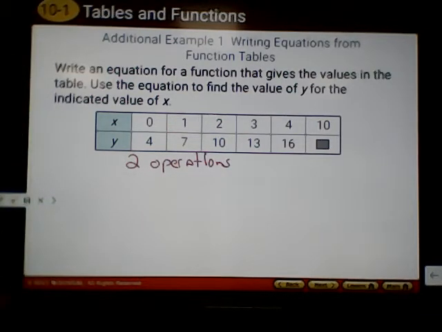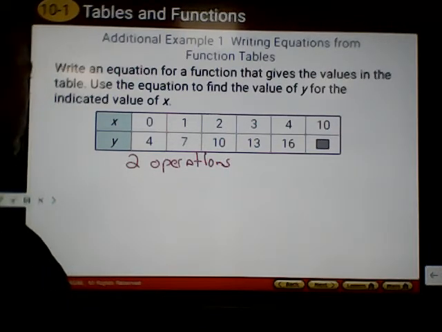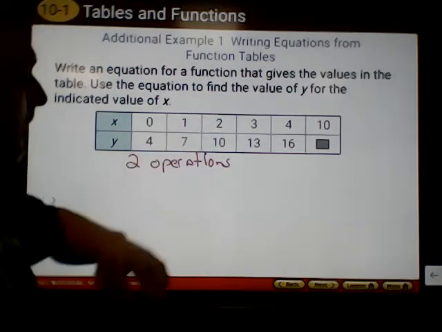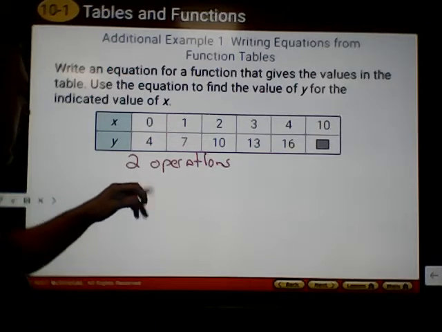So then you can use guess and check. You can go, okay, 0 times 2, and then add 2 to get 4. And you can go all the way through here. You can guess and check as many times as you want to get it right. And so we can use the guess and check method.